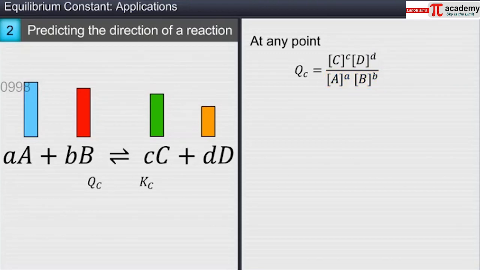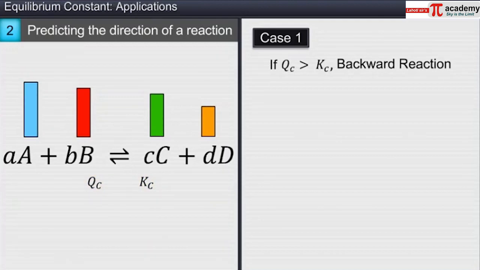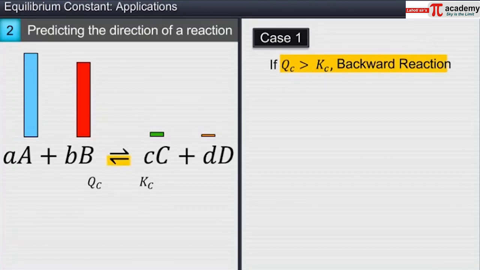Remember that the concentrations of the reactants and the products expressed in the equation are current concentrations and not equilibrium concentrations. Let us now examine how reaction quotient and equilibrium constant help us in predicting the direction of a reaction. If the value of reaction quotient, Qc, is greater than equilibrium constant Kc, it means that backward reaction takes place. In other words, the reaction proceeds in the direction of the reactants.